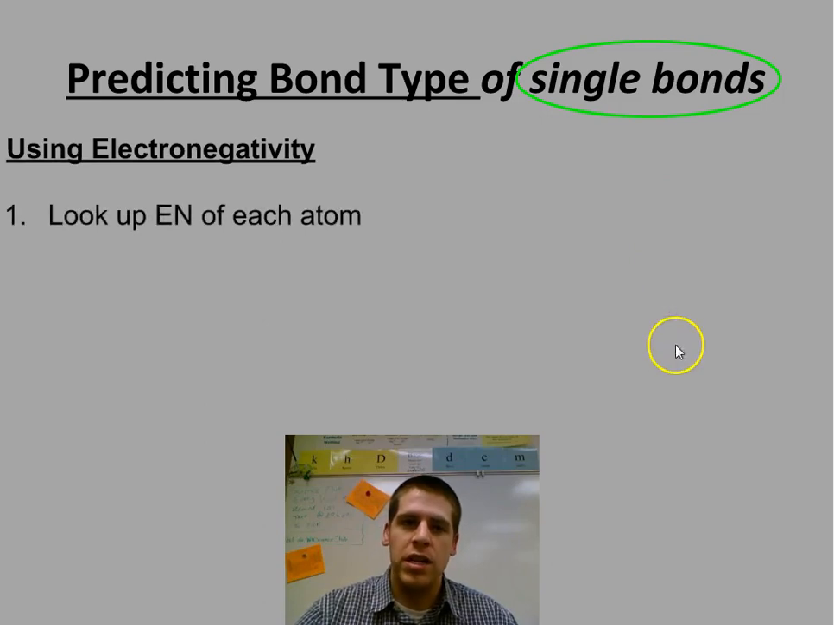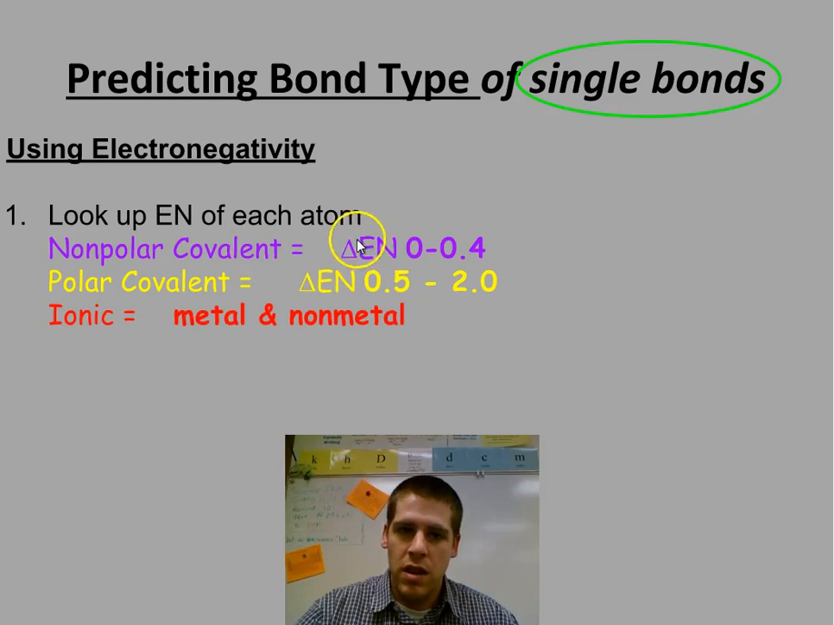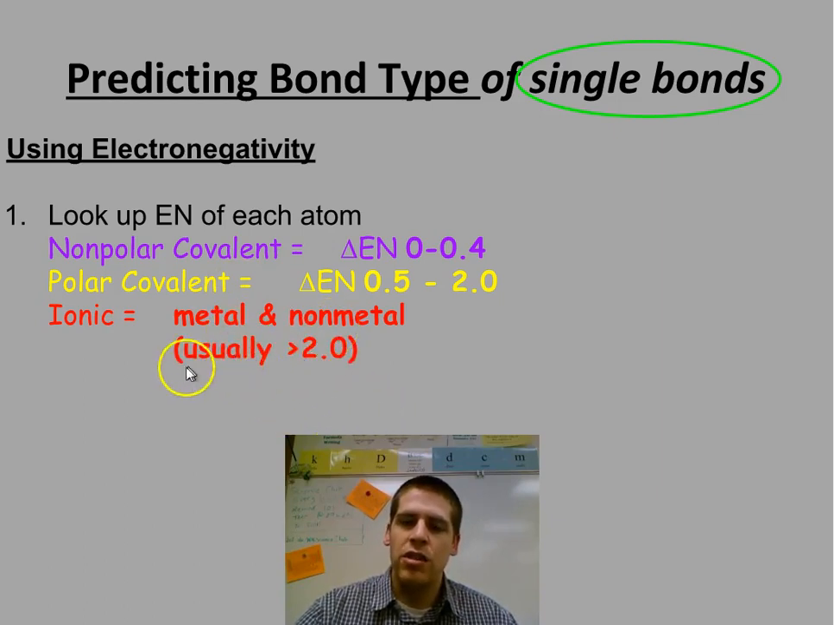You're going to use the electronegativity, which you can look up on the back of your periodic table. The delta, the triangle, means difference. If the difference is 0.4 or less, then we're going to say it's nonpolar covalent. If it's between 0.5 and roughly 1.9 or 2, then we're going to call that polar covalent. They're sharing, but not equally. One is slightly stronger than the other one. And then ionic is metal and non-metal always, and they're usually going to be differences that are greater than 2.0.